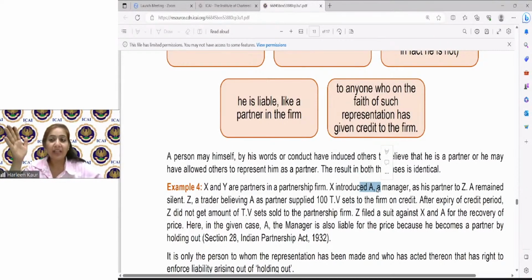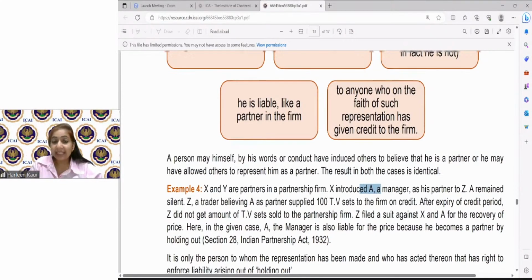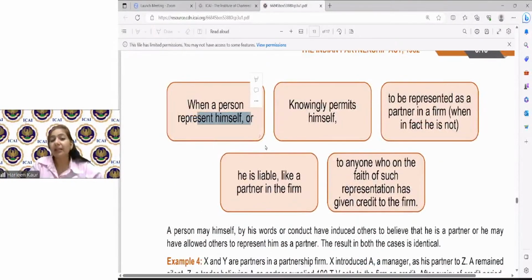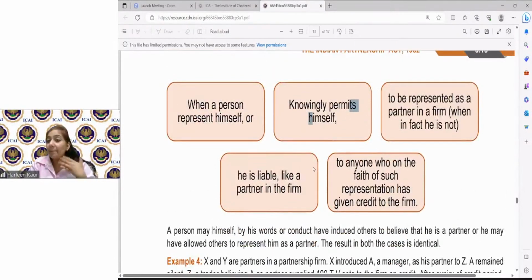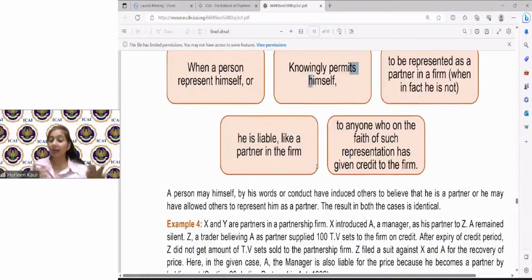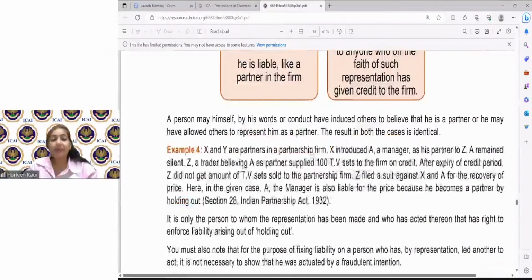So A manager was very intelligent and X and Y wanted to tell Z the customer that he is the trader that A is also partner with us. A remained silent. अब इस केस में अनिकेत ने खुद रिप्रेजेंट करा था, यहाँ पे हम रिप्रेजेंट कर रहे हैं. Knowingly permits himself means वो अलाउ कर रहा है, साइलेंट रहकर वो अलाउ करे कि हाँ जी मैं पार्टनर हूं, because he remains silent. Silent amounts to acceptance, so he accepted this thing.